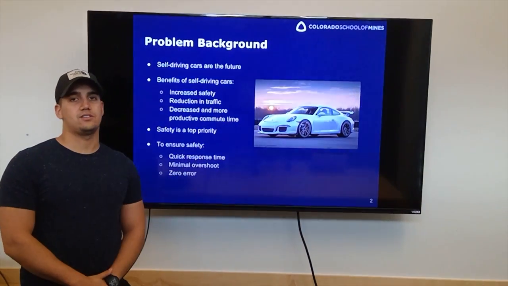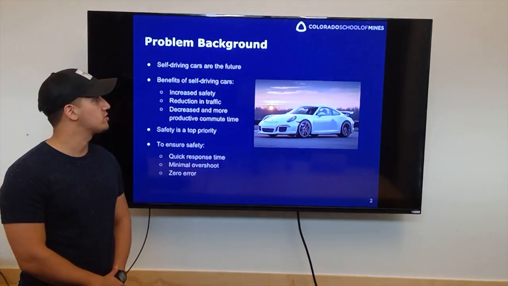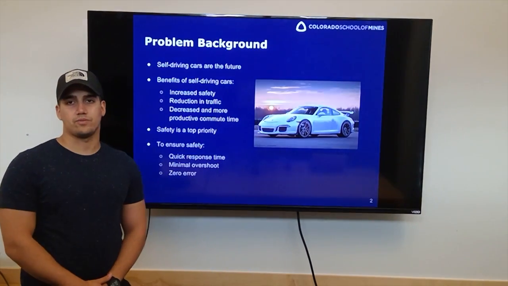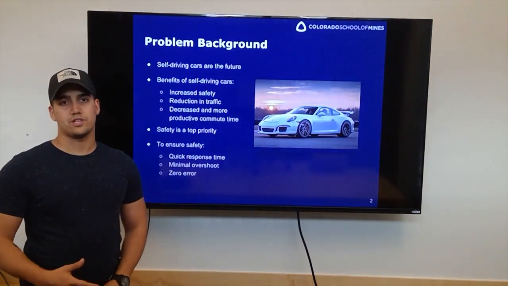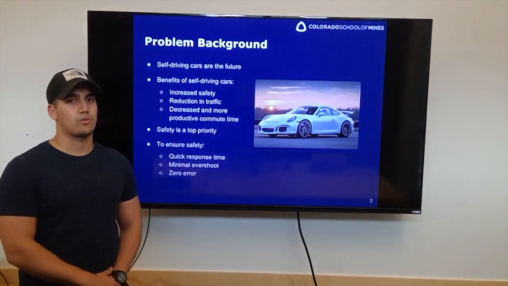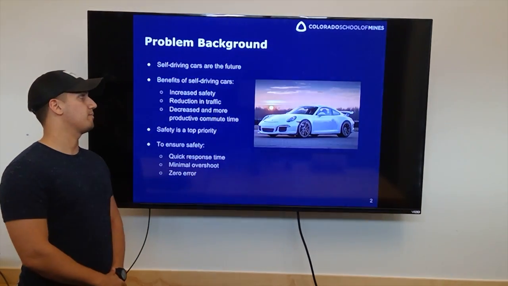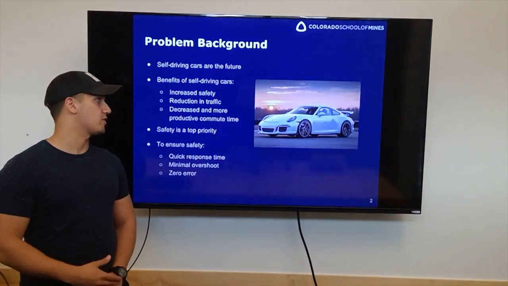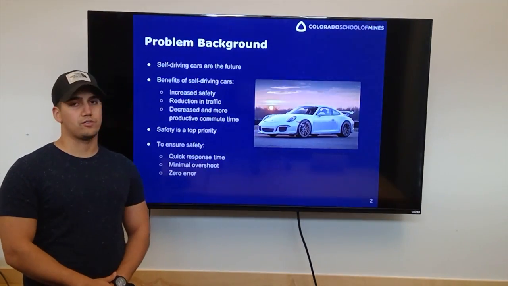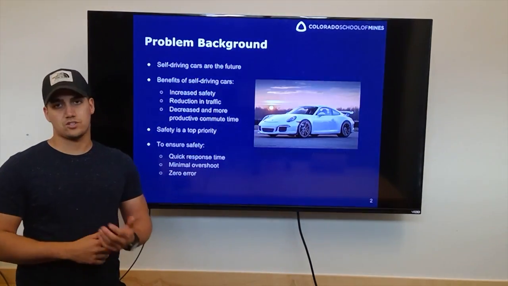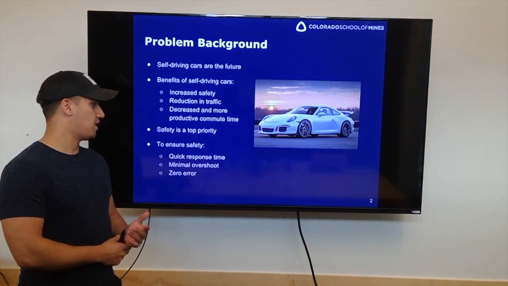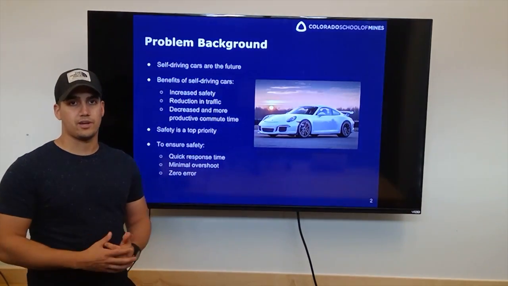For our project, we decided to design a self-driving car control system. Self-driving cars are the future. With increasing populations and increasing drivers on the road, it would definitely increase safety, reduce traffic, and produce more productive commute times. Safety is a top priority when it comes to driving, especially with fully automated vehicles.